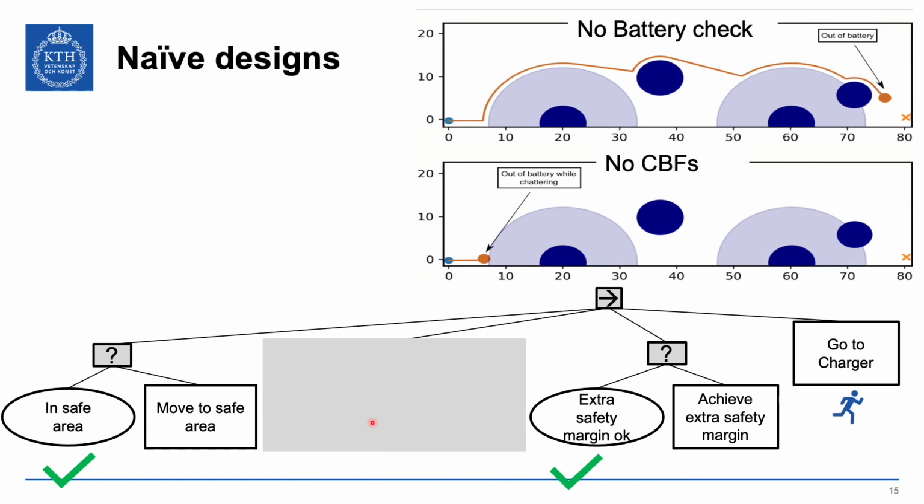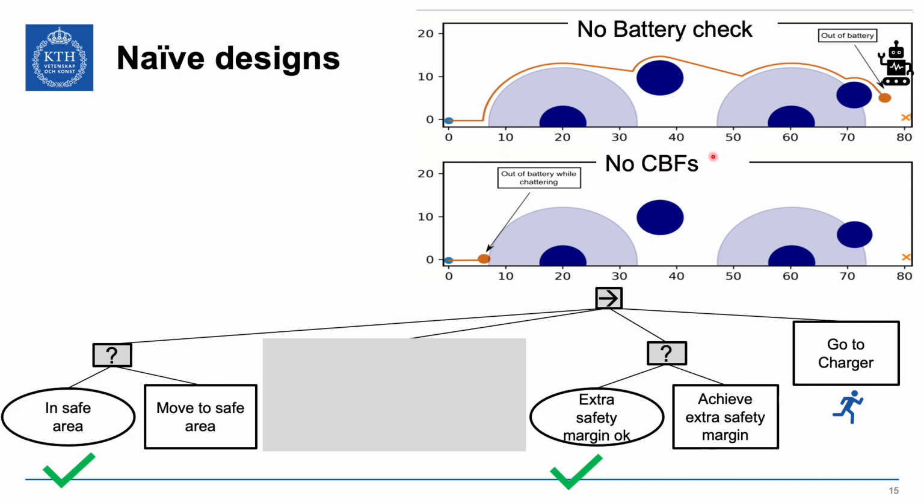So let's look at some naive designs and what they might lead to. First, imagine we have no battery check. We remove this part of the subtree, just worrying about in safe area and extra safety margin. Then we just go to charger, respecting those conditions like this, and then at some point we're going to run out of battery. So that's not that good.